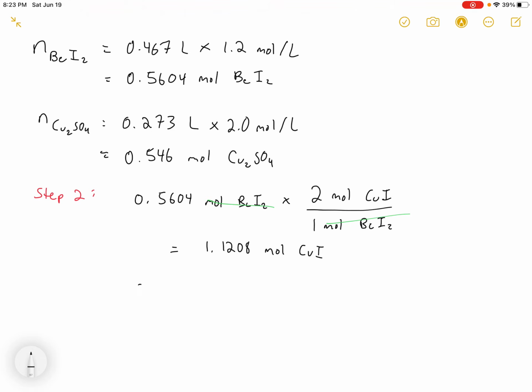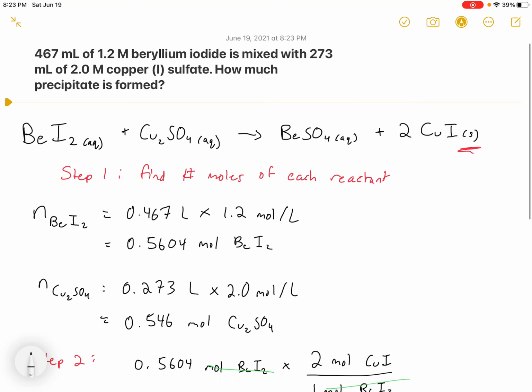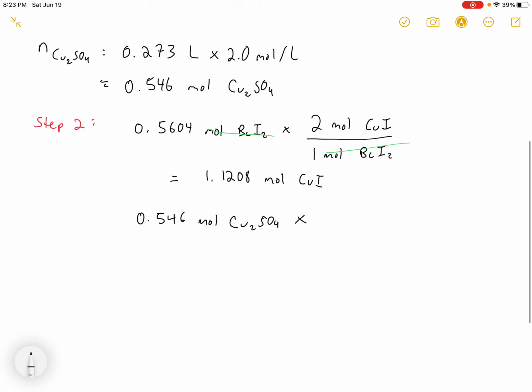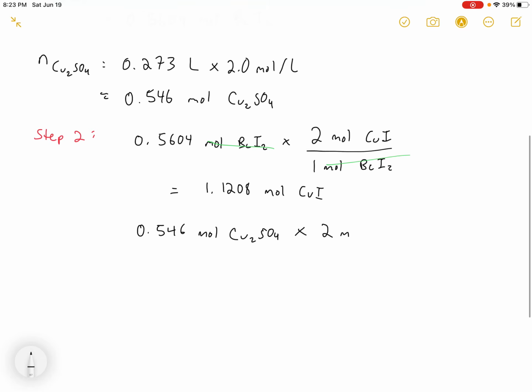So that's how much copper iodide would be made if the beryllium iodide were limiting. Now let's compare for the copper 1 sulfate. So if we have 0.546 moles of the copper 1 sulfate, again, we know same ratio there. There's 2 copper iodides coming out of the reaction for every 1 copper 1 sulfate that goes into the reaction. So that's how we're setting that up there.